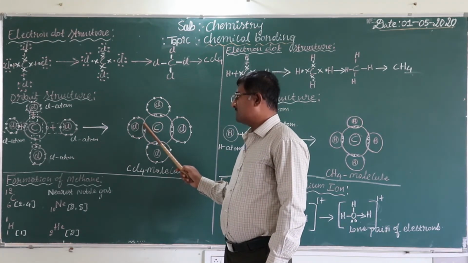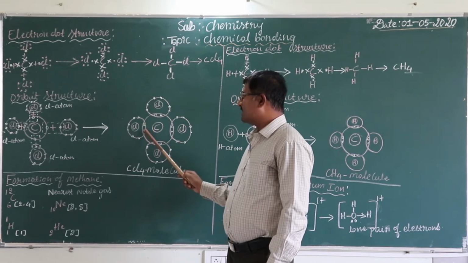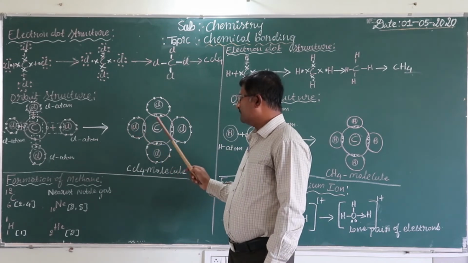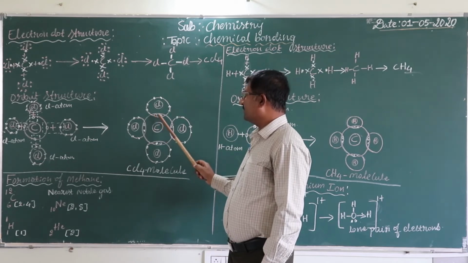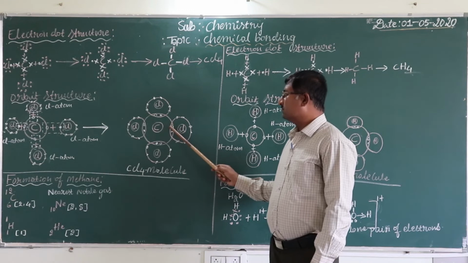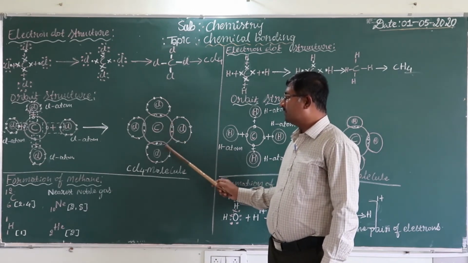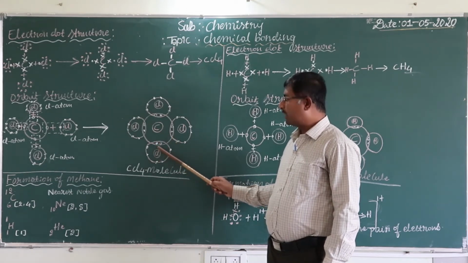The circles I have written, that electron is given by carbon. This dot electron is given by the chlorine atom. Like that, here this electron is given by carbon and this electron is given by the chlorine atom.